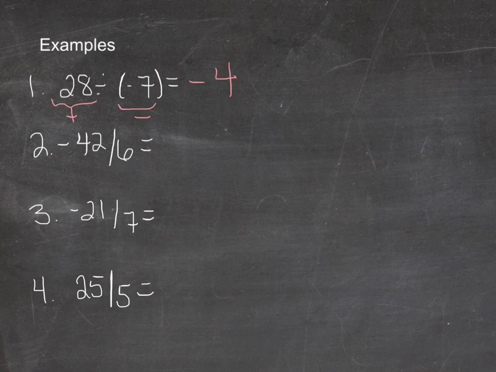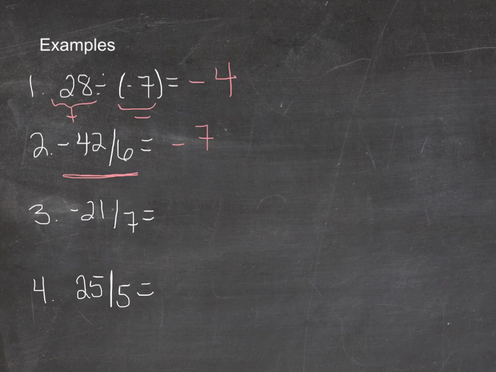And again, like I said, just like with the multiplication sign, I'm going to get rid of the division sign and use this notation instead to show division. So here I have negative 42 divided by 6, so again I have a negative divided by a positive, so I'm going to get negative, and 42 divided by 6 is 7.